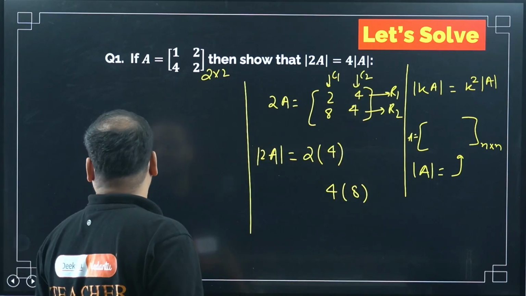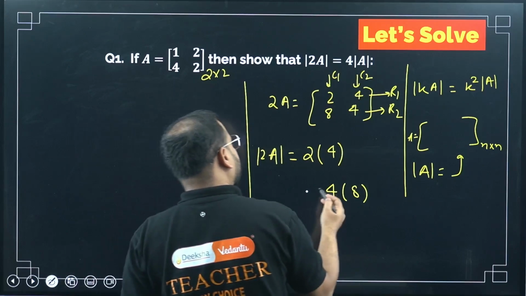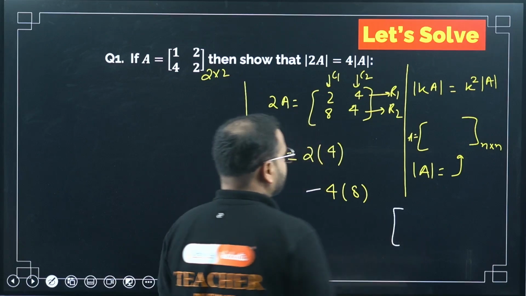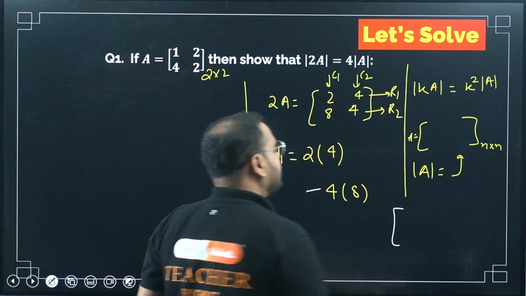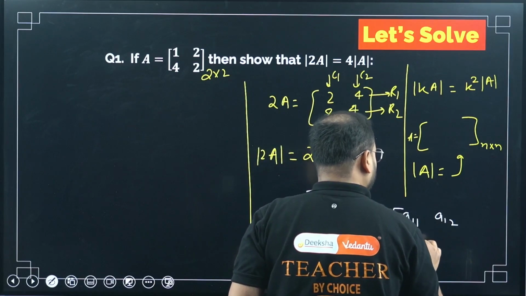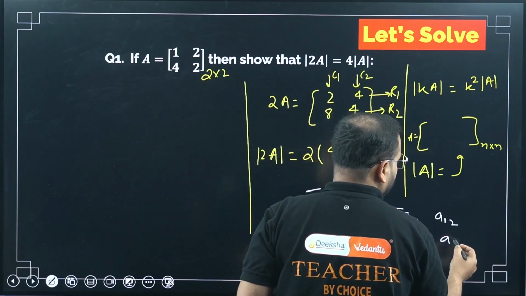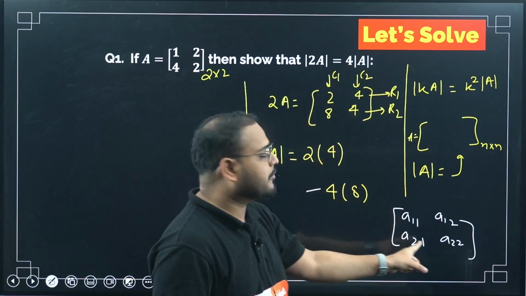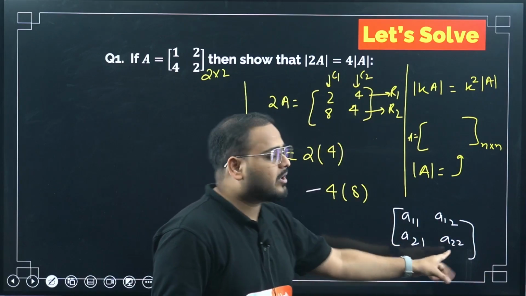No. There is one additional piece of information here. This will be a minus sign. Why? If you remember the matrix, how do we write this matrix? Generally, A11, A12, A21 and A22. Yes or no? That's how we write this 2 cross 2 matrix.